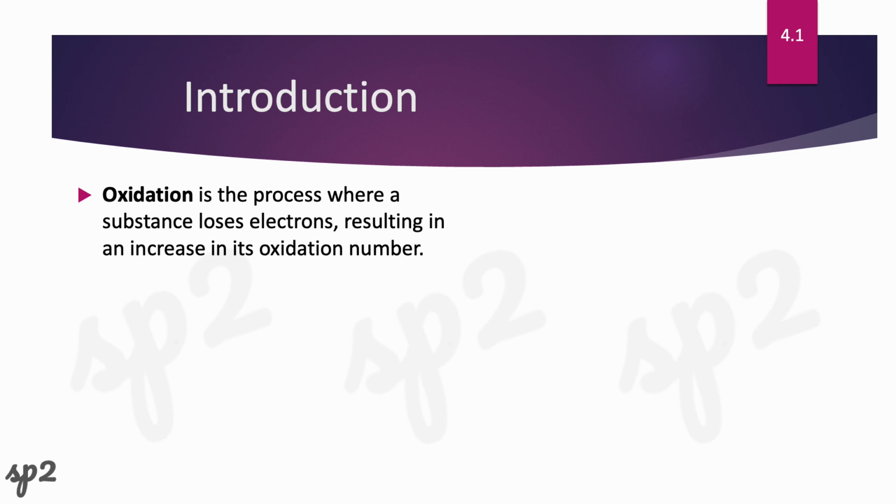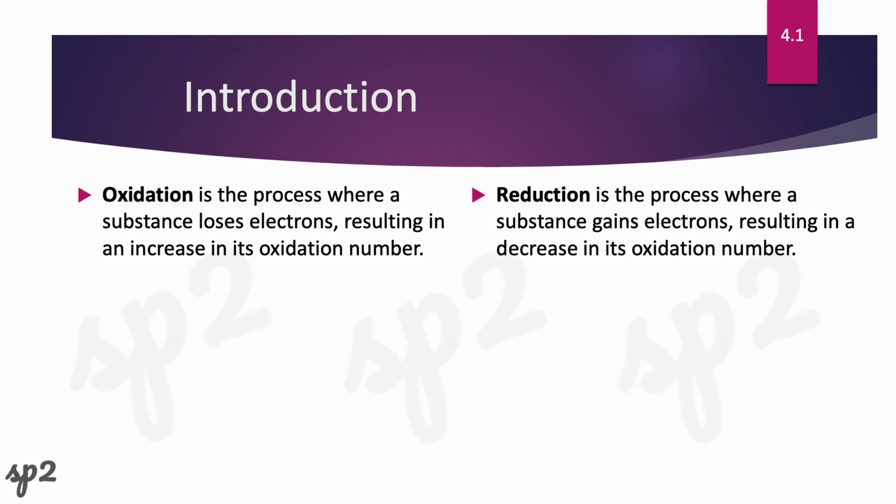Okay, so starting with our introduction, we're going to be looking at the definition of oxidation and reduction. Oxidation is the process where substances lose electrons, resulting in an increase in their oxidation number. I want to talk about the oxidation number on the next slide. For now, let's just say that if you have loss of electrons, we're going to have an increase in our oxidation number. On the other side, we have reduction, which is exactly the opposite process. In this process, the substances gain electrons, resulting in a decrease in our oxidation number.